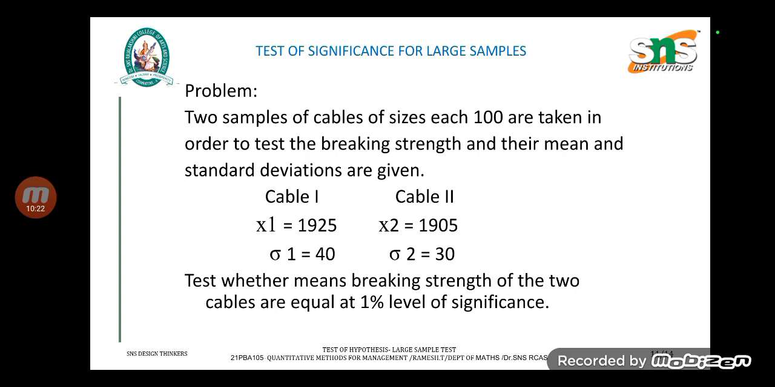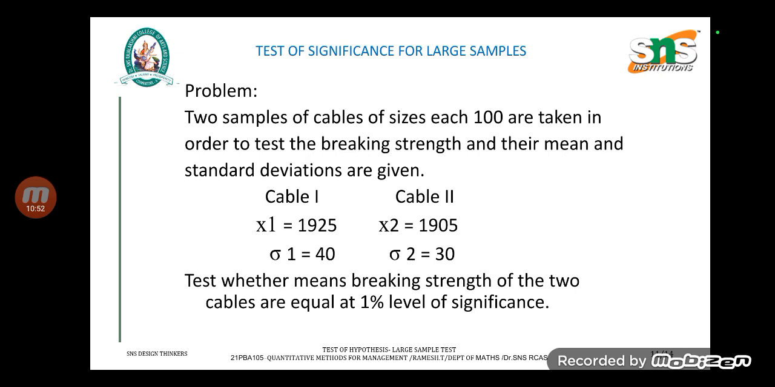We discuss one more problem. Two samples of cables, each of size 100, are taken in order to test the breaking strength, and their means and standard deviations are given. In cable 1, the mean is 1009.25 and the standard deviation is 40, and for the second cable the mean value is 1009.5 and the standard deviation is 30.